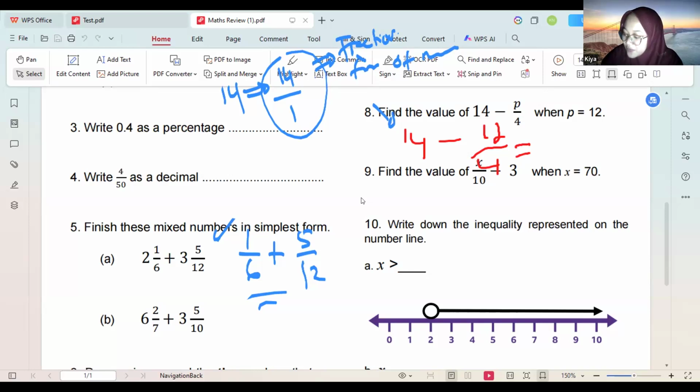Okay, so if you have 14 per 1, so how? You need to find the LCM of 1 and 4. What is that? 4. And then how? Please continue. Are you sleepy, Jay? No, I'm just a little bit confused. Confused about what? This. Okay, 14 per 1 minus 12 per 4.